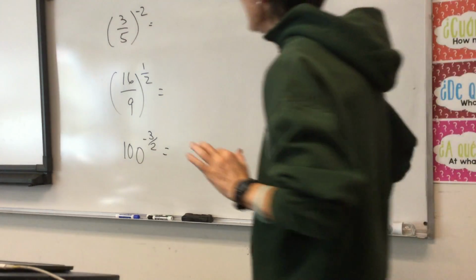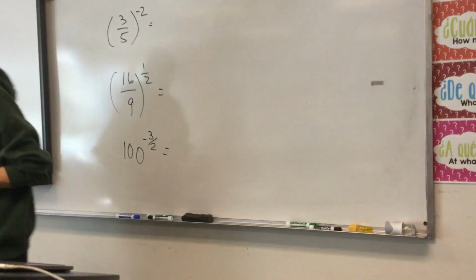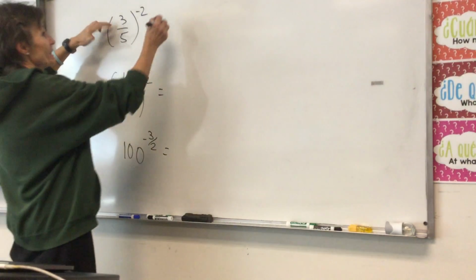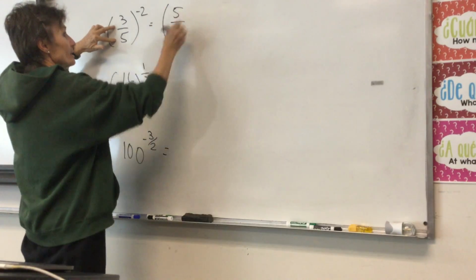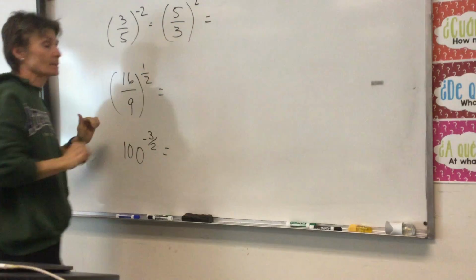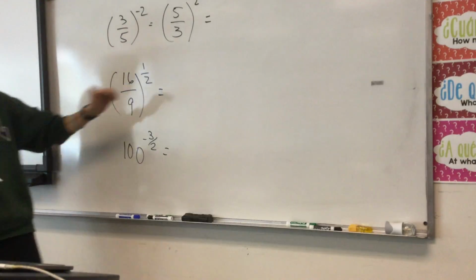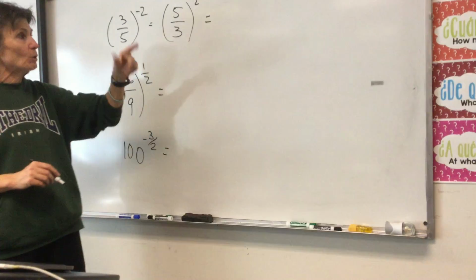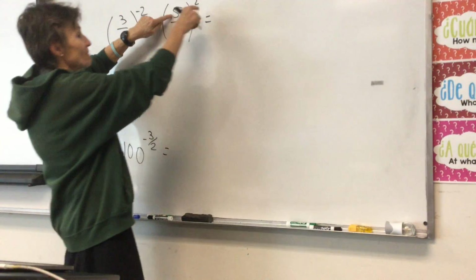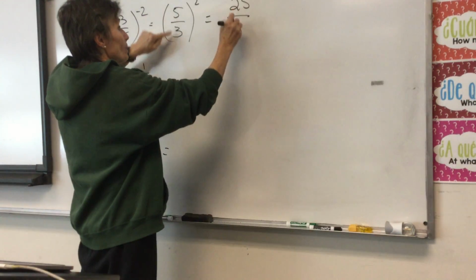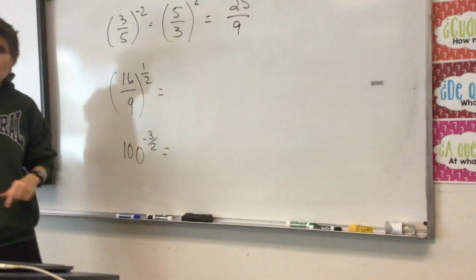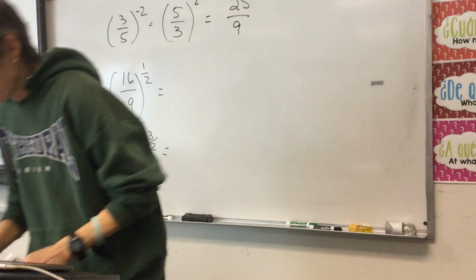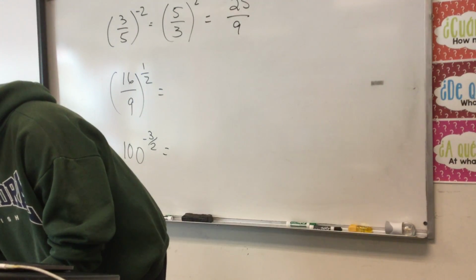What do we know about negative exponents? What do they do? Flip it. So this is going to become 5/3 to the second. And when you have a fraction to a power, you just do the power to both parts of the fraction. So 5 squared, 3 squared. Any question about that problem? Everybody okay with that one?